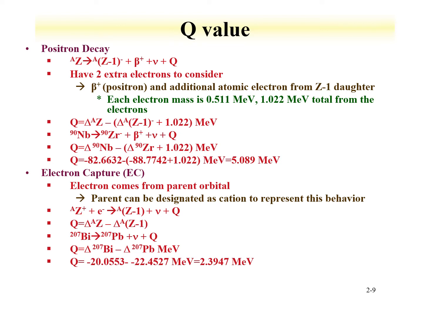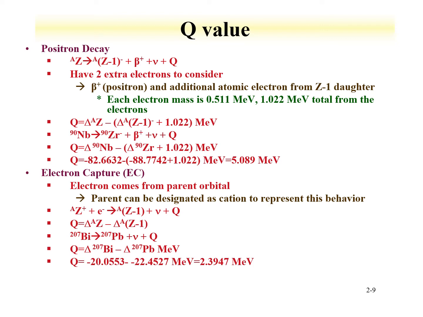So let's consider a decay where niobium-90 decays to zirconium-90. A positron is emitted. So we look up the mass excesses for niobium-90 and zirconium-90. We know that the mass of the electrons are listed here. We get this value of 5.089 MeV.